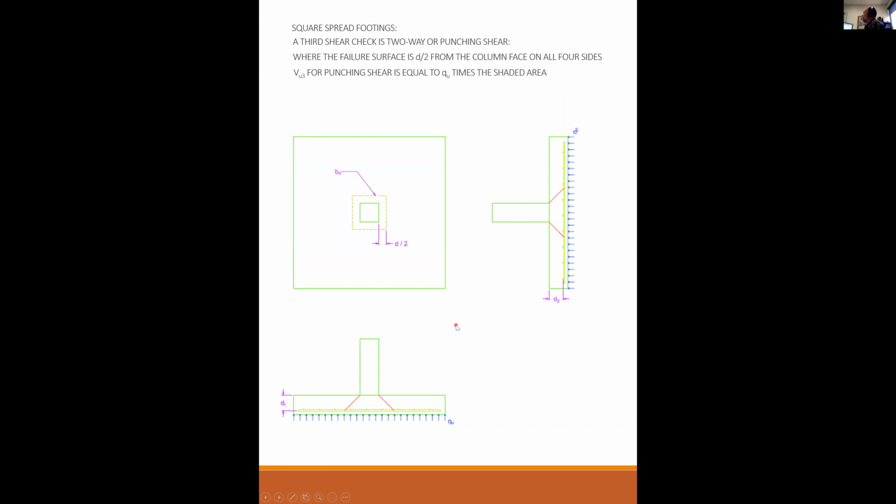We have some new parameters here. ACI 318, section 22.6.4.1 states that the critical section has a perimeter b naught as shown below. So b naught is this perimeter. It's all four sides. It's measured in inches. So it's the length of this perimeter. And the perimeter is defined as D/2 from the face of support on all four sides.